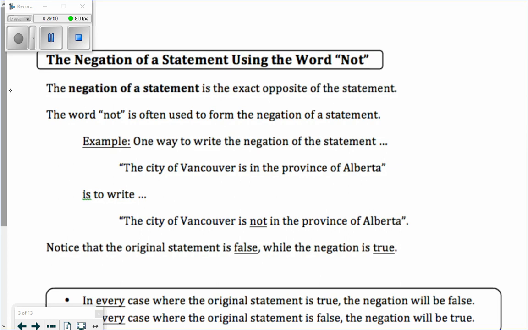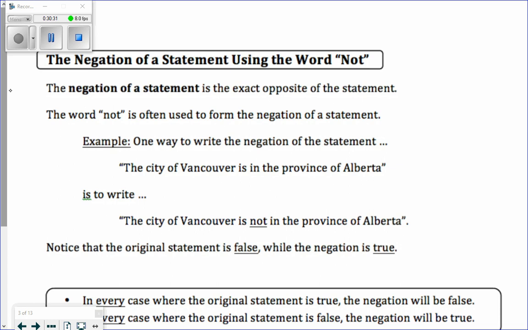So when you get the negation of a statement, all it means is that if your statement is true, the negation of the statement has to be false. So the statement was, Vancouver is in British Columbia. That statement is true. So you have to come up with a statement now that is false. So you could say, Vancouver is not in British Columbia. That would be one way to say it. Or you could say, Vancouver is in Alberta, because that's false.